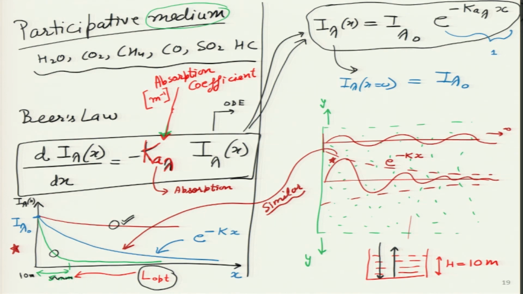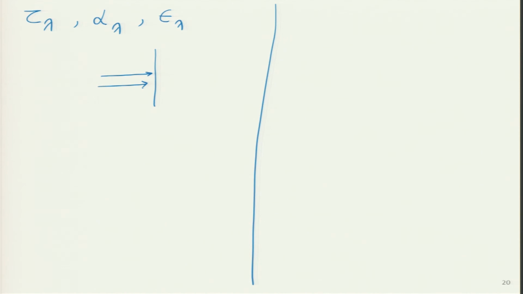With that, I think we have given the name for this K a lambda, which is the absorption coefficient, and we have looked at this ordinary differential equation as well as its solution over here. Let us define certain parameters for this participative medium in terms of its spectral transmissivity, spectral absorptivity and spectral emissivity, which means what we are looking at again is electromagnetic radiation or light or heat wave in the form of this sine wave over here.